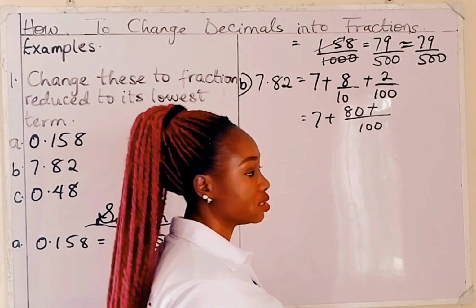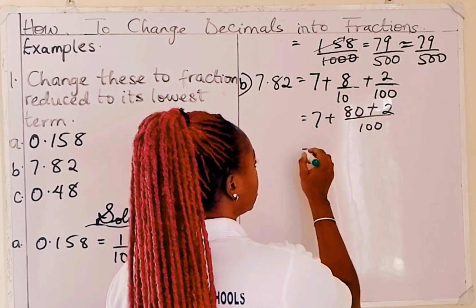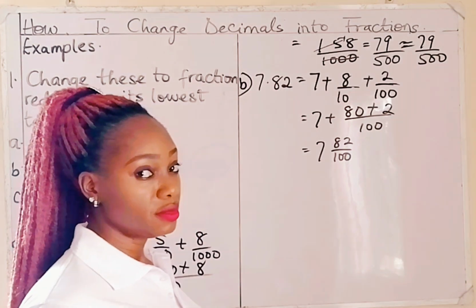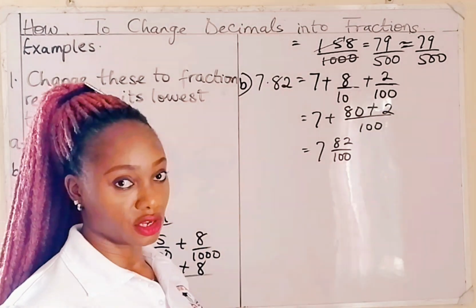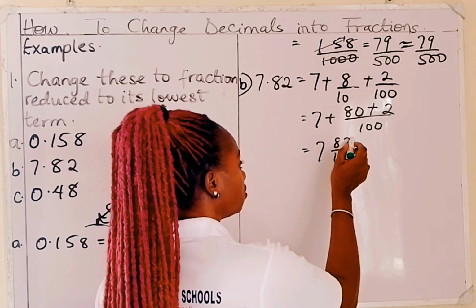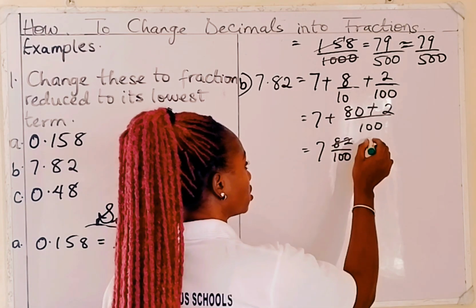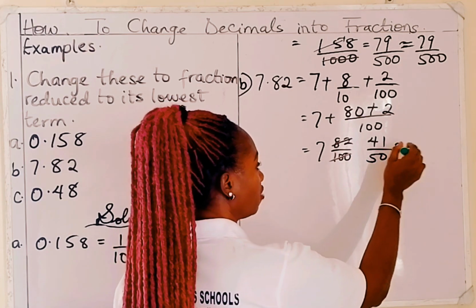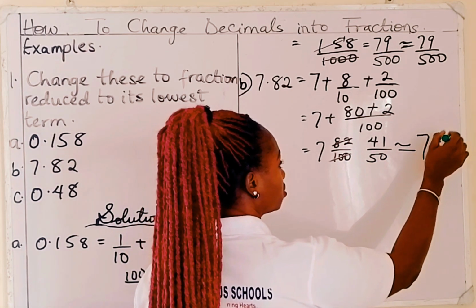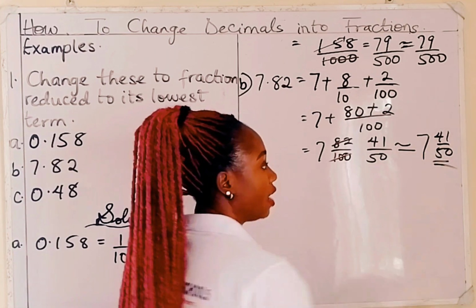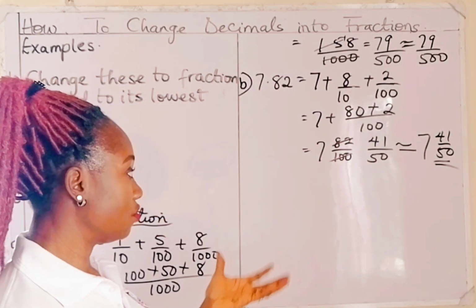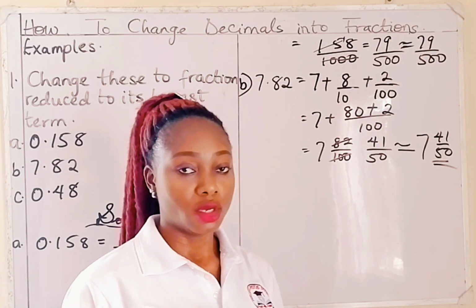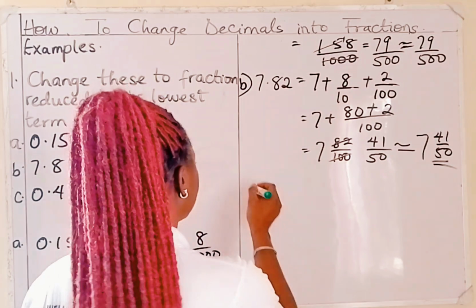Plus 100 divided by 100 is 1. 1 times 2 is 2. Now this is 7 wholes, 82 over 100. But it can be reduced to its lowest term, right? We're going to use 2 to divide this. 2 in 82 will give us what? 41. And 2 in 100 will give us 50. Therefore, our answer is 7 wholes, 41 over 50. And that's our final answer. We can't go further than this because we don't have any other number that can divide both the numerator and the denominator evenly.